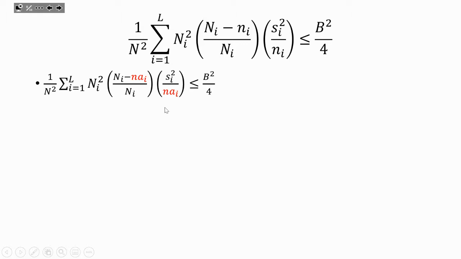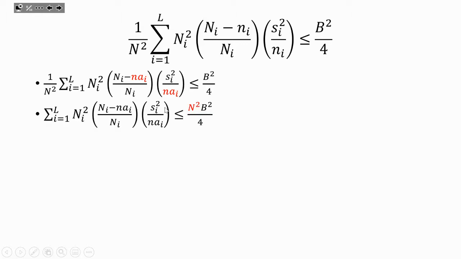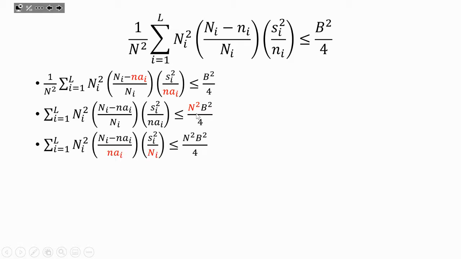So now our goal is going to be to try to simplify this inequality and get n by itself on one side of the inequality. So we can start by just multiplying both sides by n squared, big N squared. And then let's swap the denominators of these two factors that are inside the summation.